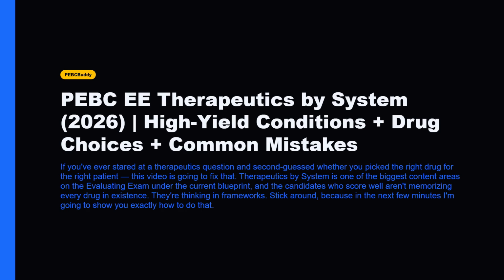If you've ever stared at a therapeutics question and second-guessed whether you picked the right drug for the right patient, this video is going to fix that. Therapeutics by system is one of the biggest content areas on the evaluating exam under the current blueprint, and the candidates who score well aren't memorizing every drug in existence. They're thinking in frameworks. Stick around, because in the next few minutes I'm going to show you exactly how to do that.